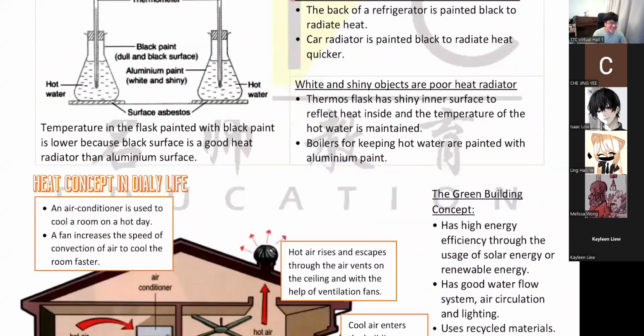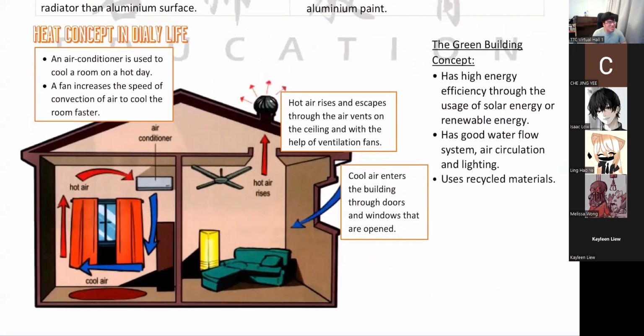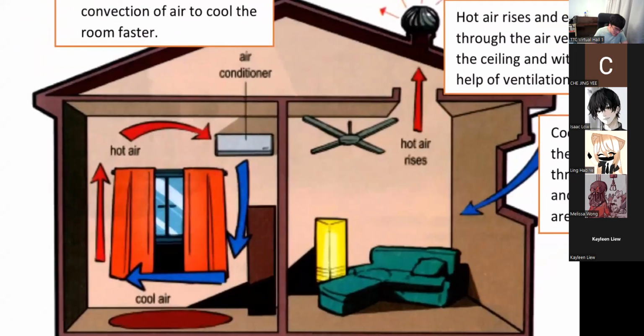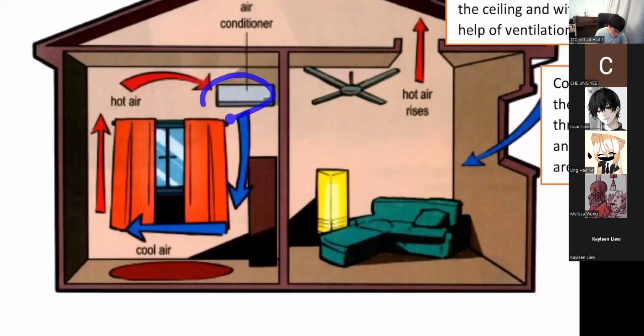Okay, guys. So heat concepts in daily life. How do you cool your room? Like I said, cold air will always go down. So guys, if you want to feel colder in an aircon room, you sleep on the floor, because cold air will go down. Please don't sleep at the top. Okay, if there's a bunk bed, right? I don't know how to draw a bunk bed. Okay, if there's a bunk bed, right?